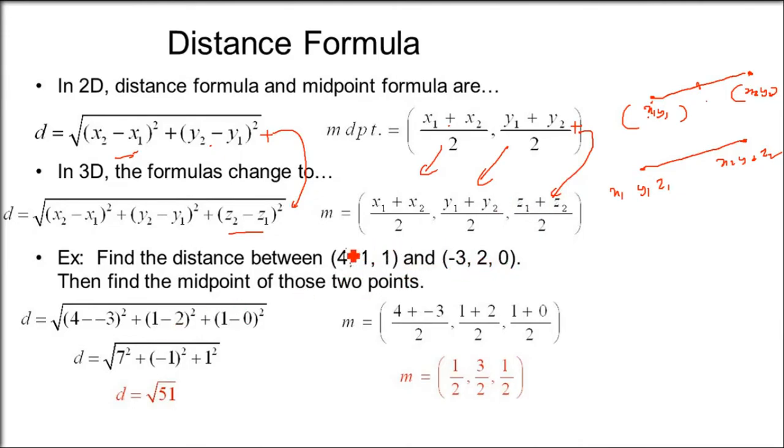In order to find the distance between 4, 1, 1 and minus 3, 2, 0, you take 4 minus minus 3 whole square, 1 minus 2 whole square, 1 minus 0 whole square, under root. So you have 51, under root 51. If you want to find the midpoint, 4 plus minus 3 by 2, 1 plus 2 by 2 and 1 plus 0 by 2. Okay.